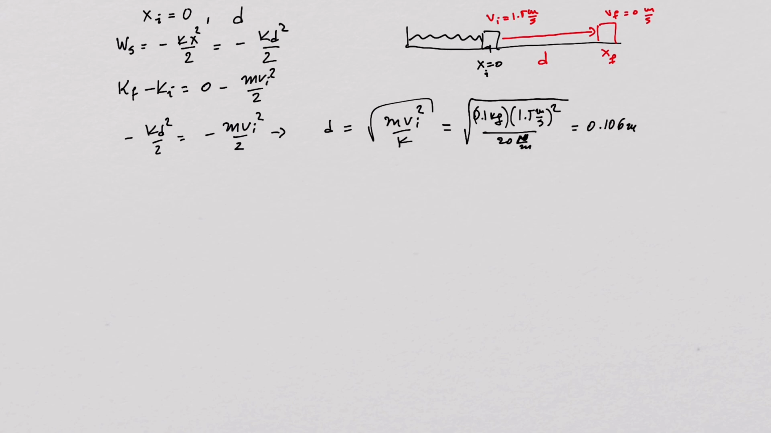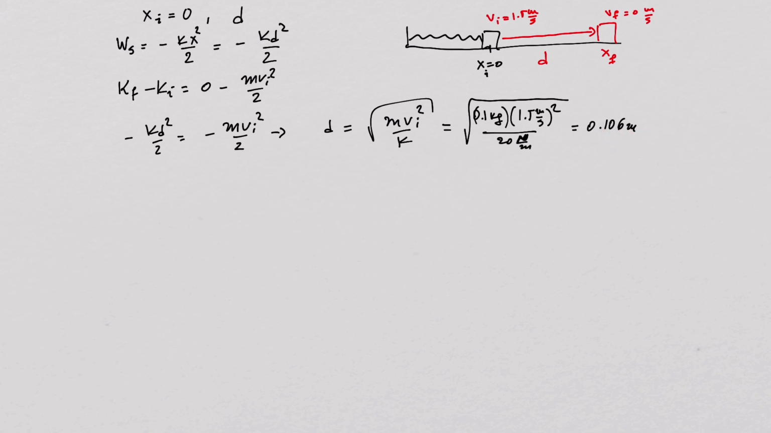Substituting the values for mass, velocity, and the spring constant, I get the square root of 0.1 kilograms times 1.5 meters per second squared divided by 20 newtons per meter, which gives me that the distance that the glider will travel to full stop, the maximum distance, is 0.106 meters.